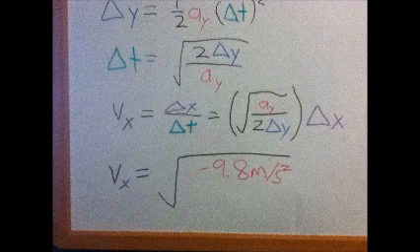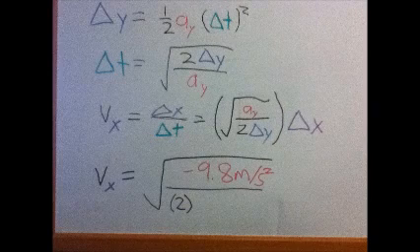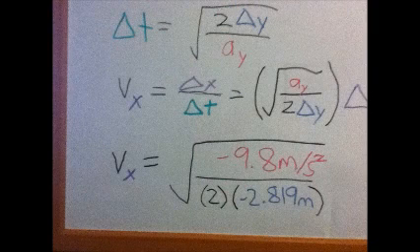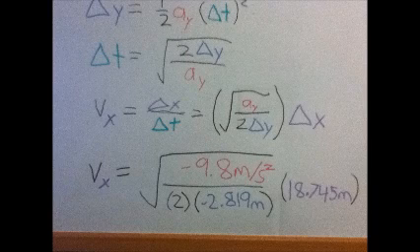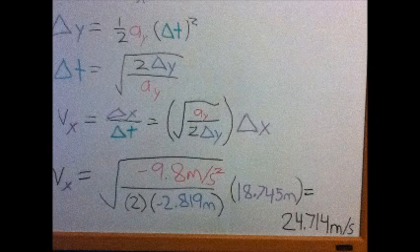meters per second squared, which is the acceleration due to gravity in the y direction, divided by 2 times Colton's height, which happens to be negative 2.819 meters, times the displacement, the distance from serving the ball and the corner of the service box, which is 18.745 meters, which equals 24.714 meters per second.